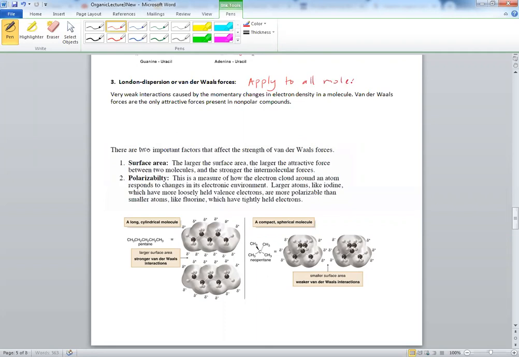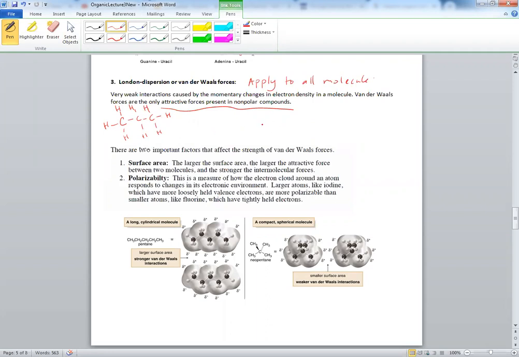Polar and non-polar, but they are more effective in non-polar bonds and non-polar compounds. So once again, look for those carbon-carbon, carbon-hydrogen bonds. But they still exist everywhere. Very well.